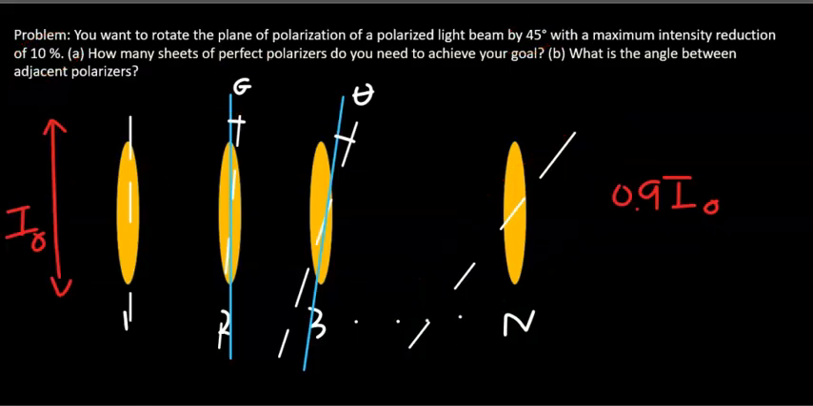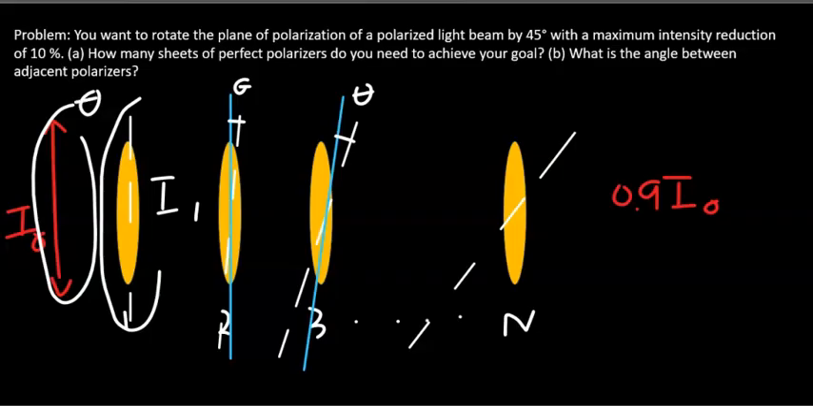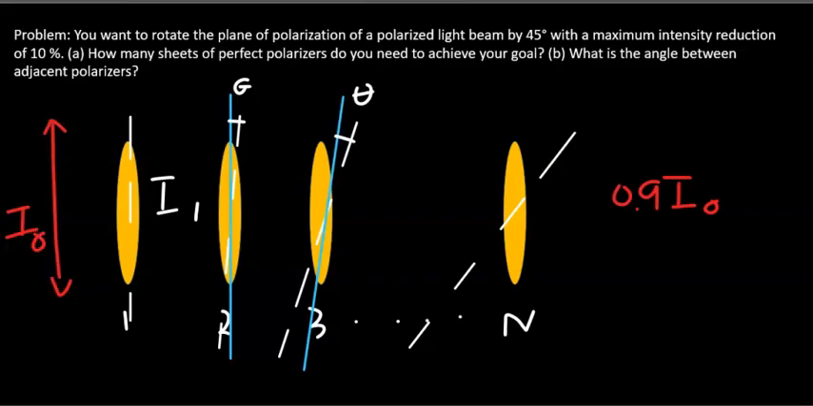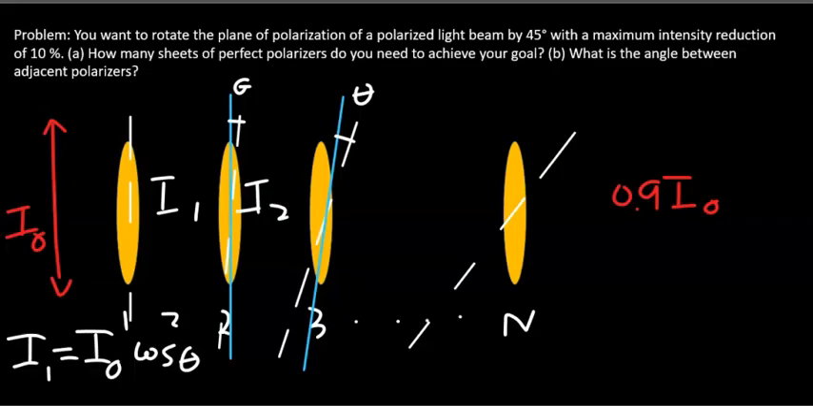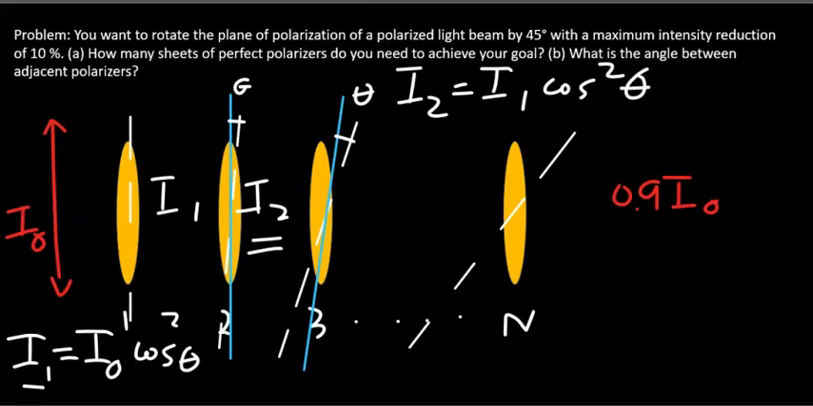So let's write down an expression for I1, the intensity of light transmitted through polarizer 1. Let's assume the angle between the polarizing axis and the direction of polarization is theta. So I1 is I0 cosine squared theta. Now let's write down I2, the transmission intensity through the second polarizer. I2 in terms of I1 is I1 cosine squared theta. Substituting the expression for I1, we get I0 cosine to the power 4 theta.